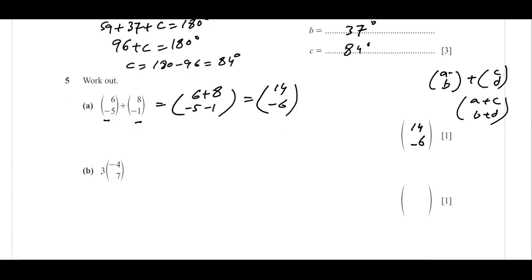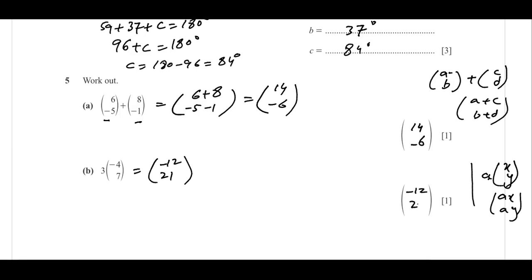Then the next part: how do we multiply? If you remember the rule, if you have a number A and you have to multiply it with the column vector x, y, A will multiply with both. It will become Ax, Ay. So here it is 3, which means you multiply 3 with minus 4, which is minus 12, and 3 with 7, which is 21. So your answer will be minus 12, 21. Okay, that's simple, a very easy question, and till this one there was no difficulty at all. Okay, let's move to the next one.